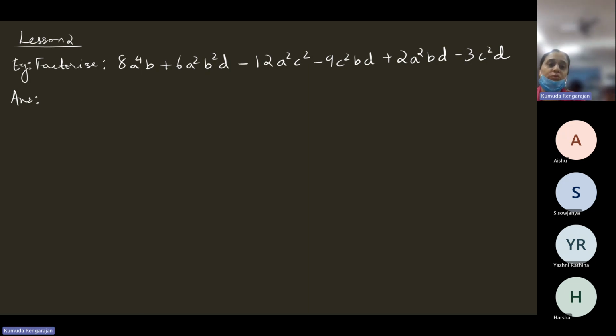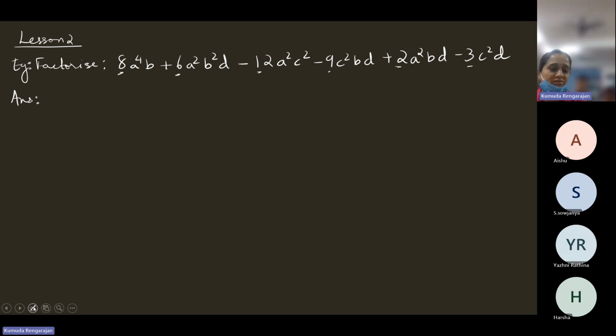So here we'll have to factorize by grouping, children. So please see, there is no clue here. You have to try by trial and error method. You will have to group the terms in a specific way so that you can factorize them. You can take help of the coefficients. See, the coefficients are 8, 6, 12, 9, 2, and 3, right?